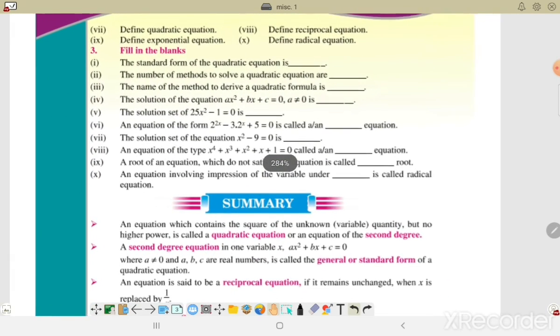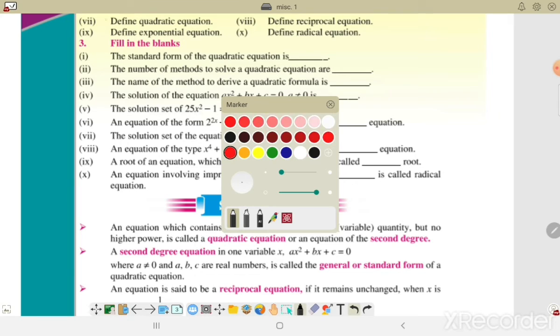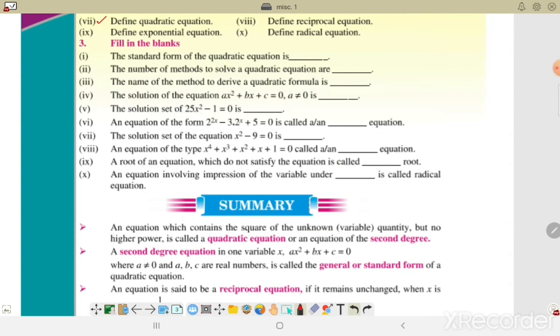Now we are supposed to define the quadratic equation. A quadratic equation is a second degree equation in which the highest power of the variable is 2. A reciprocal equation is an equation in which, when x is replaced by 1 by x, the equation is not changed. An exponential equation is an equation in which the variable appears in the exponent. A radical equation is an equation in which the expression comes under the radical sign. So you can easily find these definitions in the chapter.